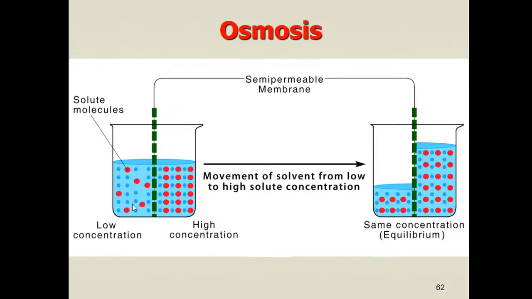So that's why solvent flows from the region where there is more solvent, that means from the diluted part. It moves to the more concentrated solution to make both concentrations equal. At such a moment, osmosis stops when the concentrations become equal. Equilibrium is reached.